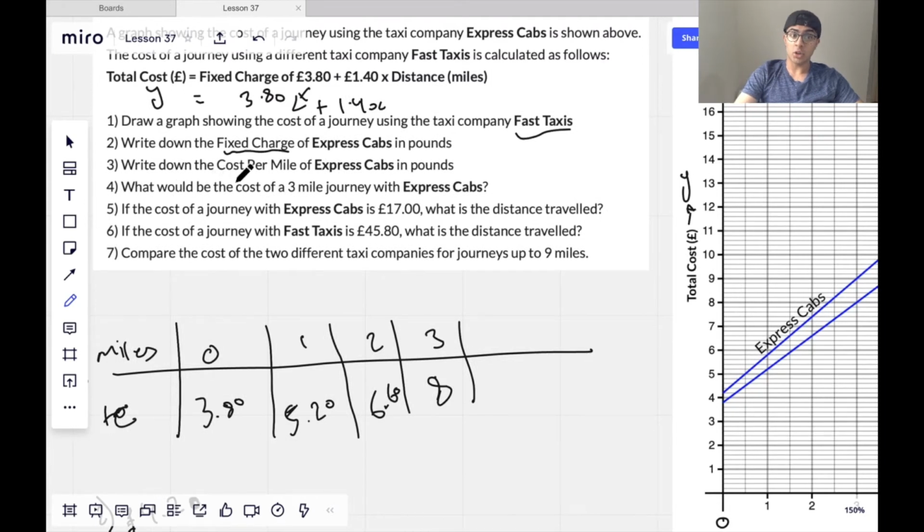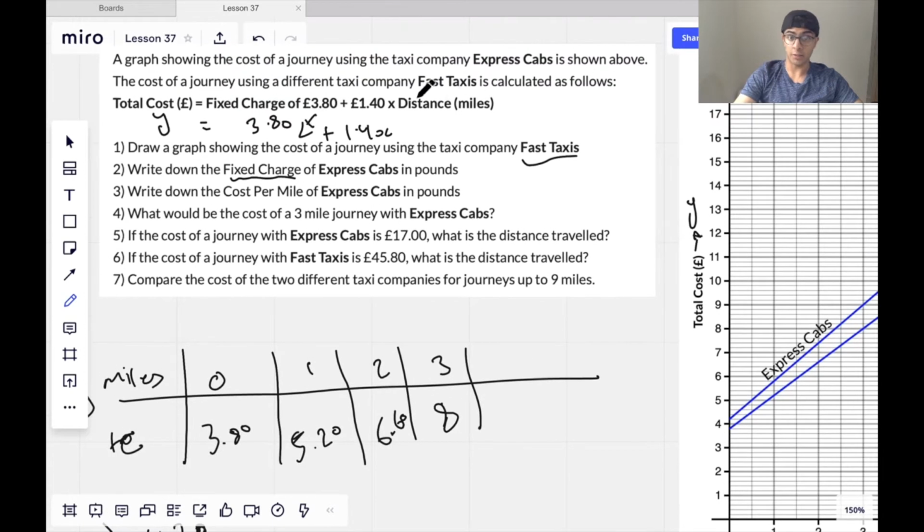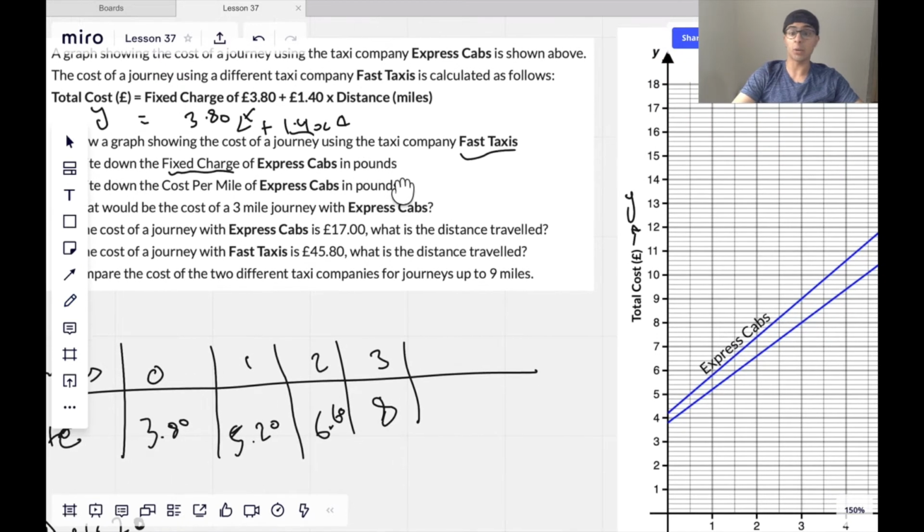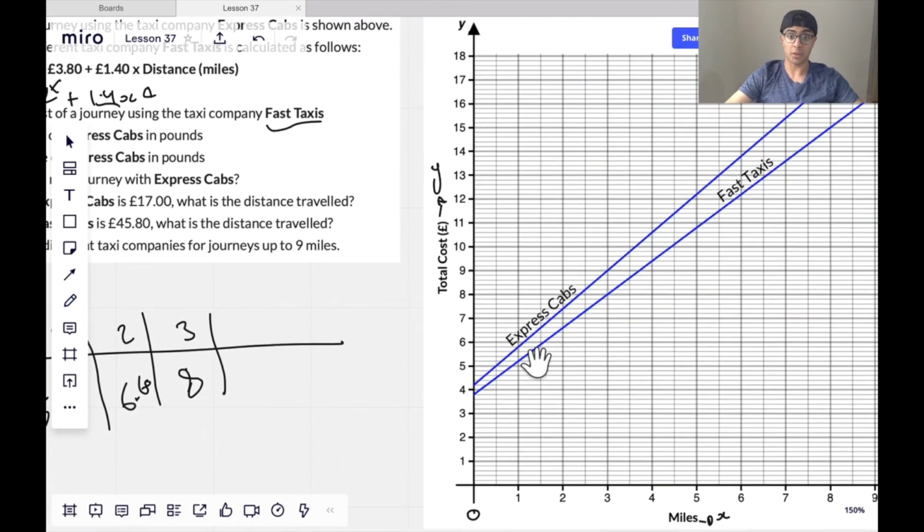Now is the cost per mile, right? Well, again, if we think about what the cost per mile for fast taxis was, that was 1.4, right? So for every mile you travel, you pay 1.4 pounds, £1.40. And that was the gradient, right? Because from our y equals mx plus c, it's right over here, so that's the gradient. So by the same logic, we have to find the gradient of express cabs.